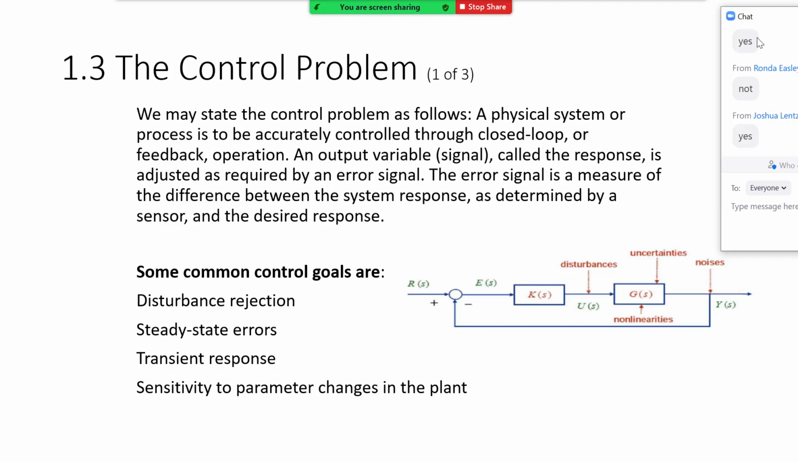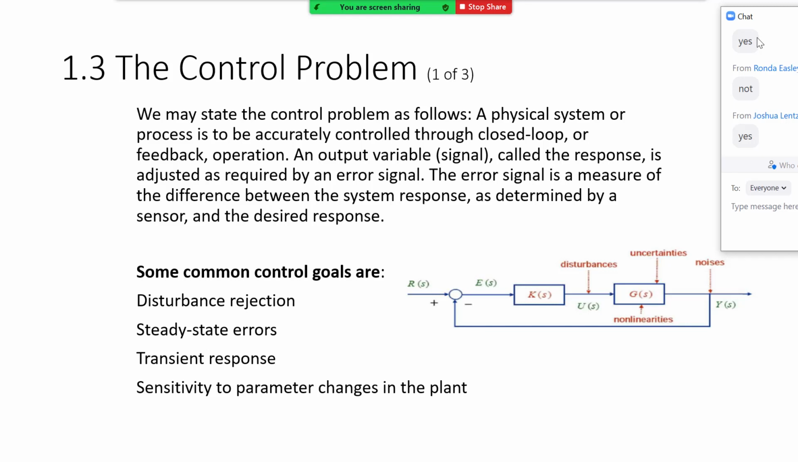Okay, so again, the parameters that we'll be focusing on are the steady state errors. I want my response to be as accurate as possible. I want my system to be stable. I want my transient response to be according to what I want.